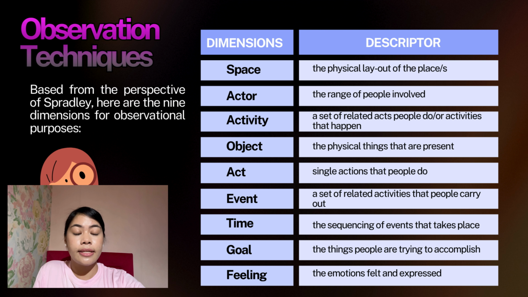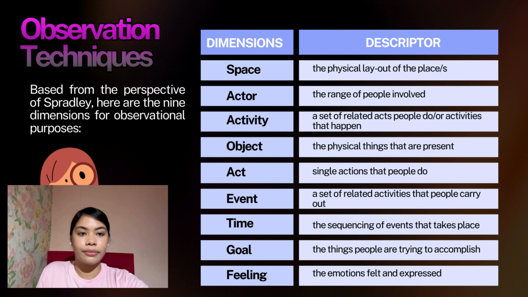At, this is the specific actions na ginagawa ng tao. Event, a set of related activities that people carry out. Time, the sequencing of events that take place. Goal, the things that people are trying to accomplish. And lastly is the feeling. These are the emotions that are felt and expressed.